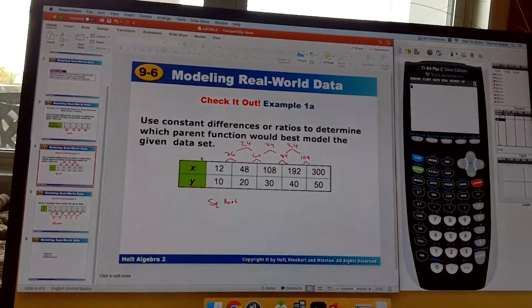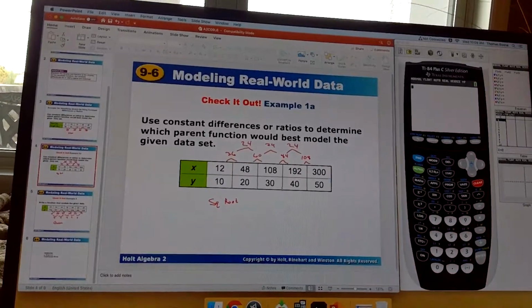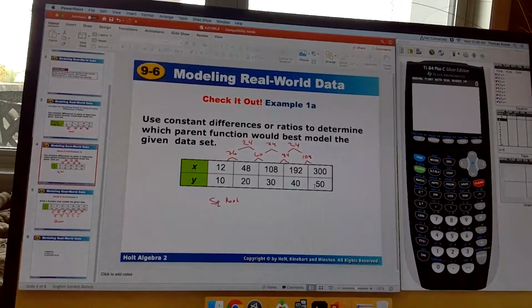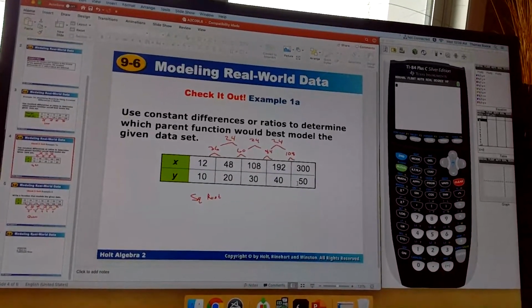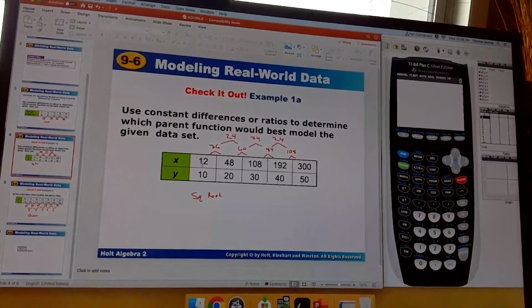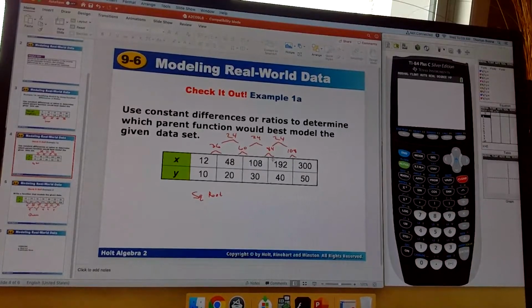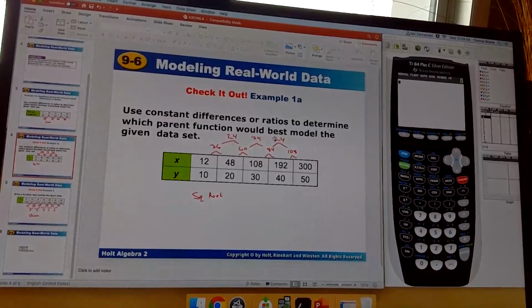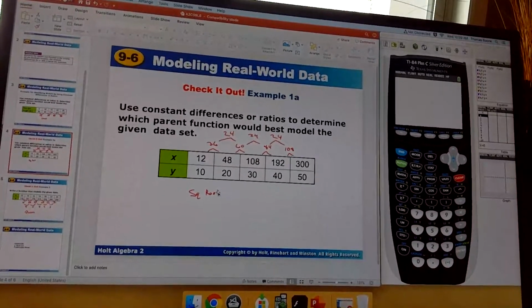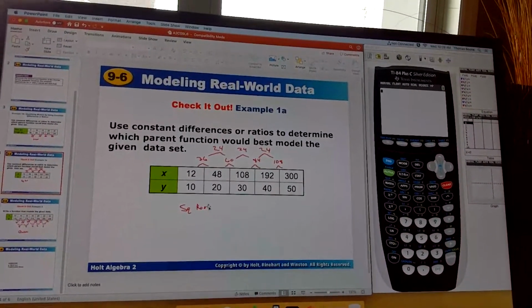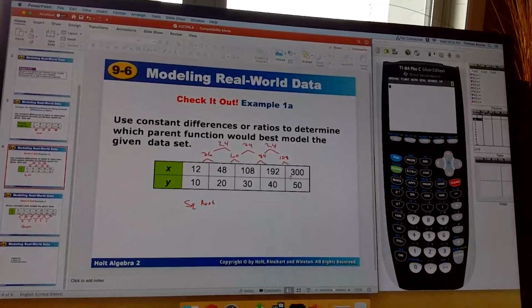Now, if the x's aren't going up by the same, but the y's are, remember, think about the inverse of a quadratic. That's probably the square root, and that's exactly what happens here. If you see that, notice the first differences of the x's aren't the same, but the seconds are. That would indicate that it's a square root. Okay, so use finite differences, and you should be able to find what type of function model it is.